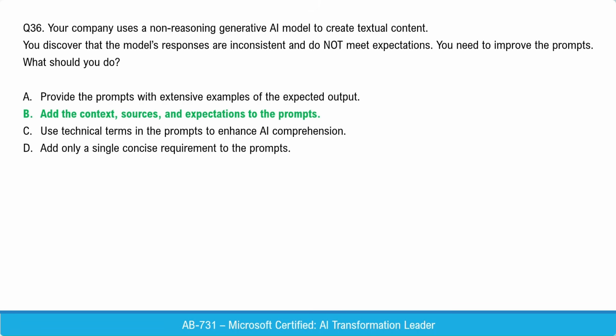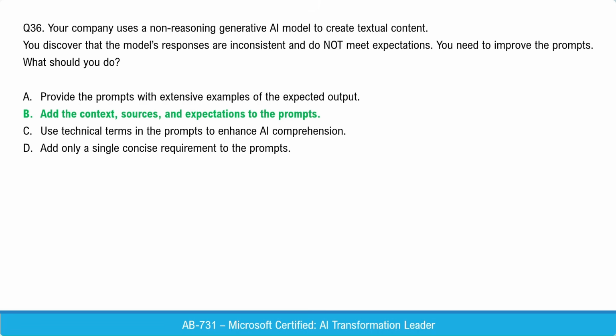Add the context, sources, and expectations to the prompts. Let's understand why. So in this case, the model is giving inconsistent responses, which usually means the prompts are not clear enough. Option B is the best approach because it focuses on adding context, sources, and clear expectations. When you tell the model what the task is, what information to use, and what kind of output you expect, the results obviously become much more consistent and accurate.